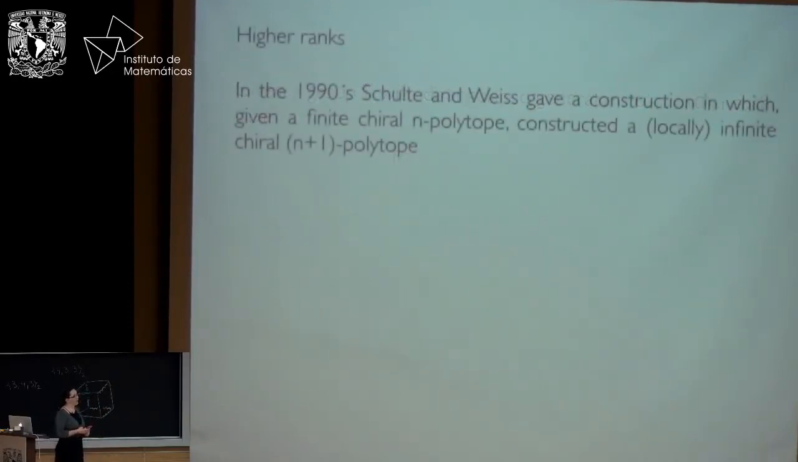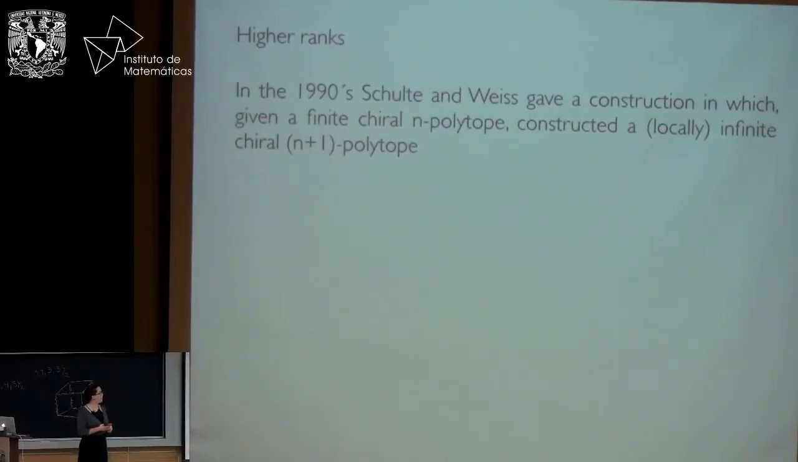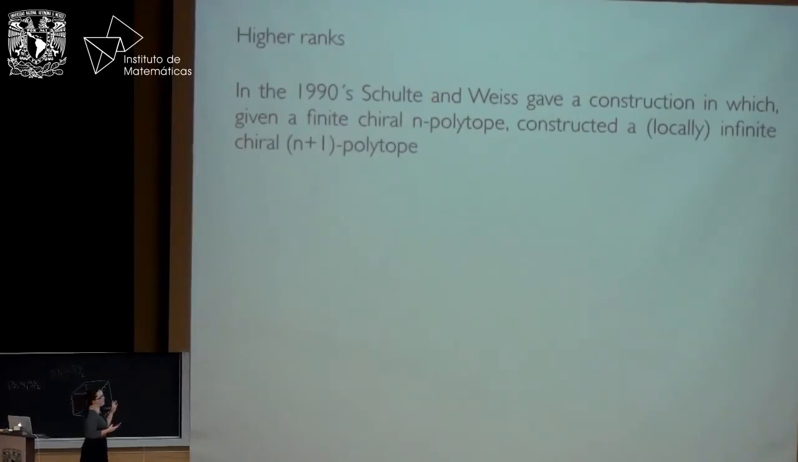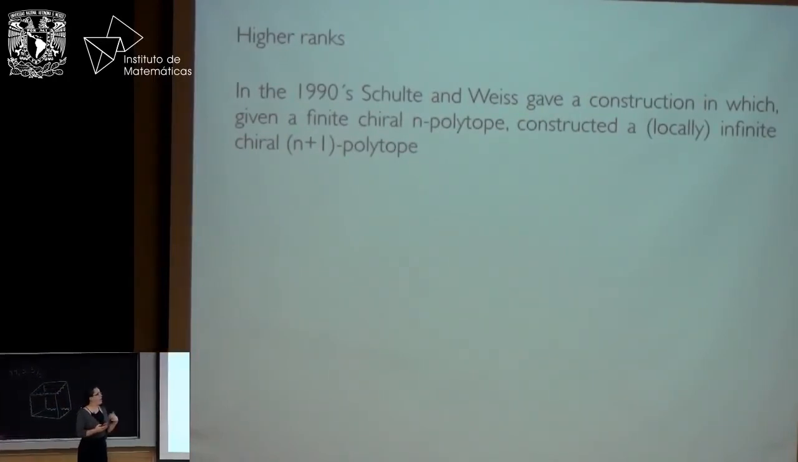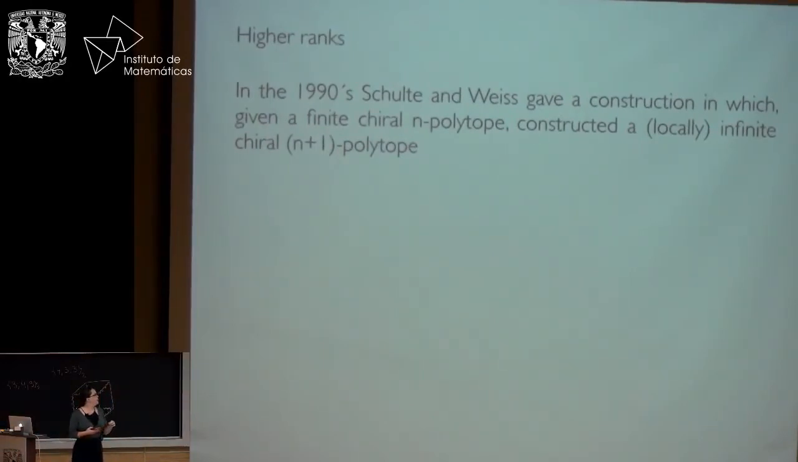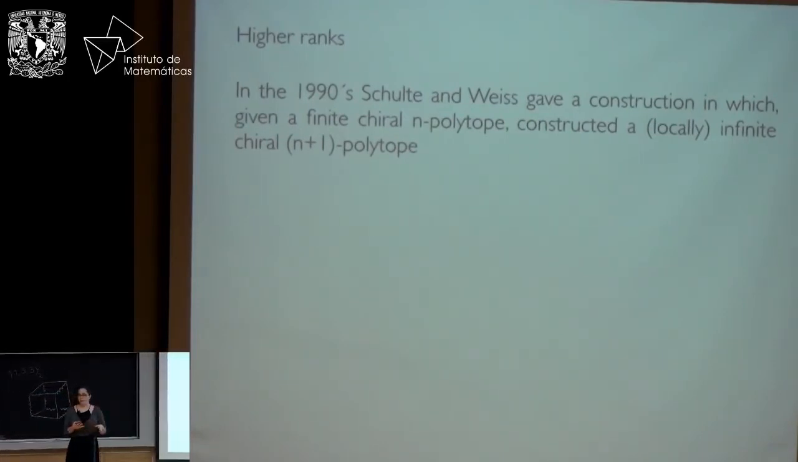And the story in higher ranks is that in the 90s, Asia Weiss and Egon Schulte introduced these objects, trying to generalize Coxeter's twisted honeycombs. They constructed some chiral polytopes in such a way that if they had a finite chiral n-polytope, they could construct locally infinite n plus one polytopes. So because of Coxeter's work and some other work that they did with projective groups, they had finite chiral polytopes of rank 4. With that, they were able to construct locally infinite ones of rank 5. But they couldn't find anything finite of rank 5 or any rank beyond that.